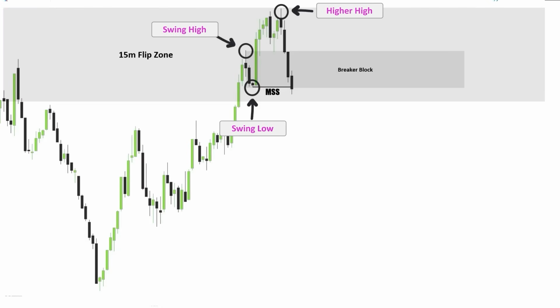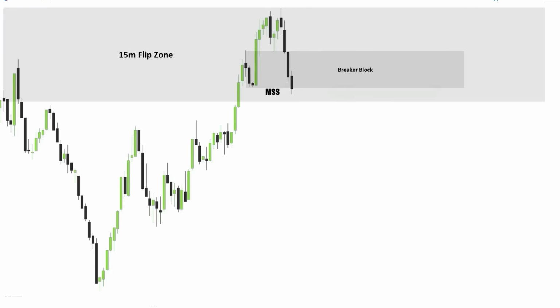Notice the sequence here. Price first formed a swing high, then a swing low, followed by a higher high. But immediately after, it reversed direction and closed below those down-close candles. This confirms the breaker block and gives us another strong confluence for a short entry.